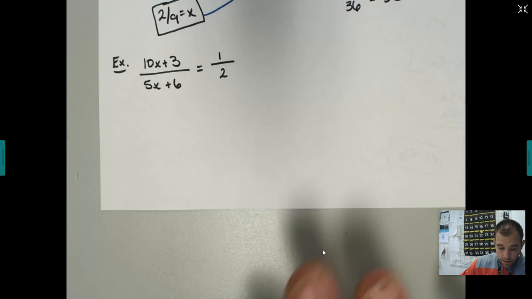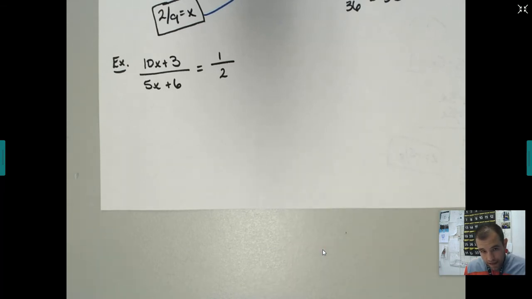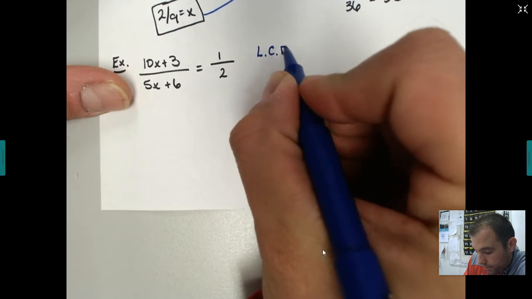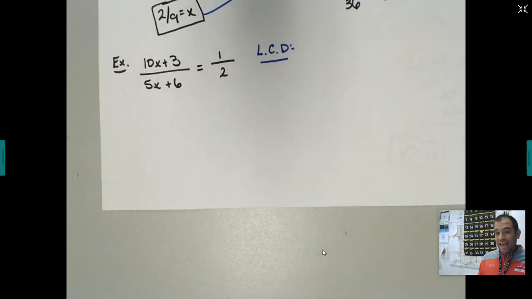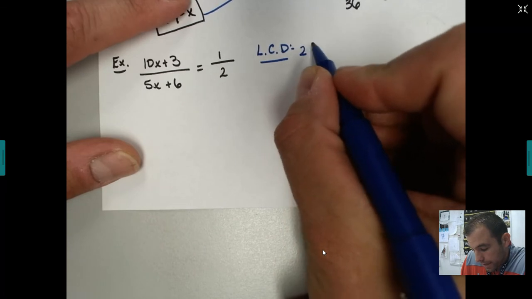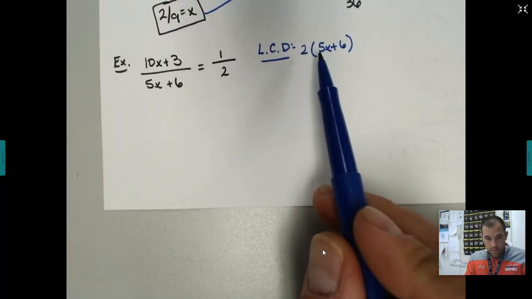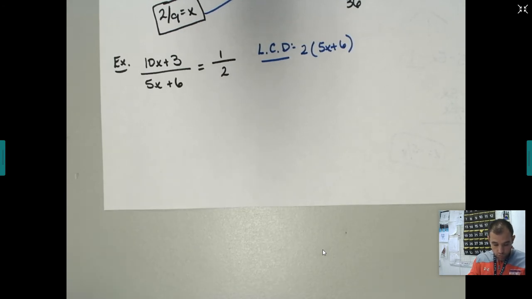Okay, the last one. Now it's going to get a little bit harder. So now I have a binomial on the denominator. Right before I didn't have a binomial. So again, we still need to find the least common denominator. All right, so basically everything that's in the denominator needs to be a part of the least common denominator. So in this case, my least common denominator would be 2, and there's a 5x plus 6. That is my least common denominator. Okay, 2 times 5x plus 6.